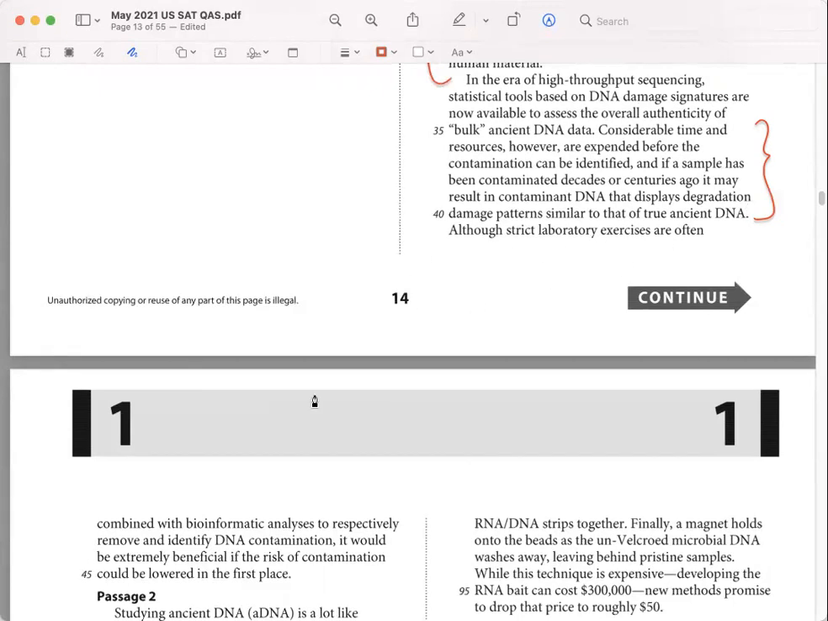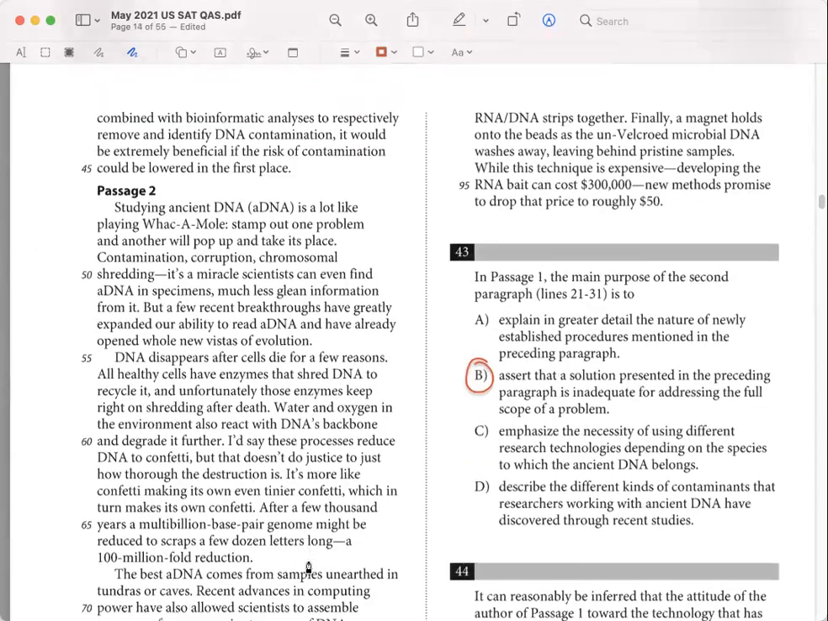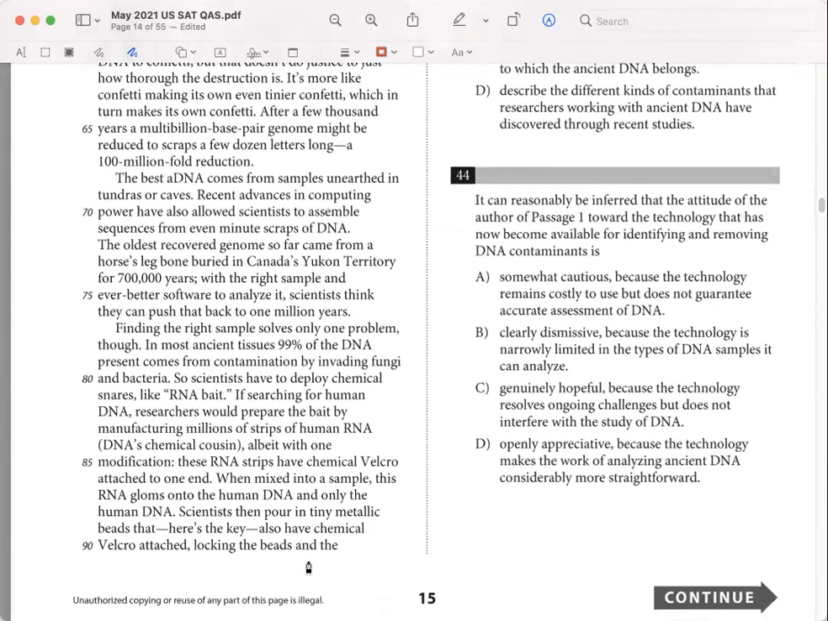Although strict laboratory exercises are often combined with bioinformatic analysis, it would be beneficial if the risk was lowered in the first place. So the author's attitude is somewhat cautious because the technology remains costly to use but does not guarantee accurate assessment of DNA. Clearly dismissive because the technology is narrowly limited in the type of DNA samples it can analyze. Genuinely hopeful because the technology resolves ongoing challenges but does not interfere with the study of DNA. Openly appreciative because the technology makes the work of analyzing ancient DNA considerably more straightforward.